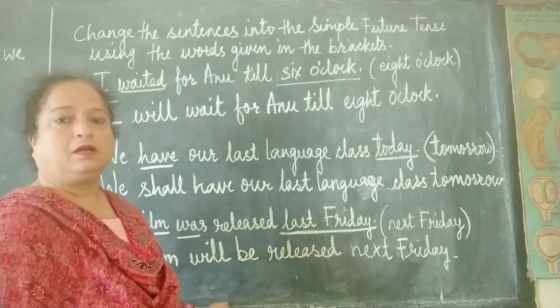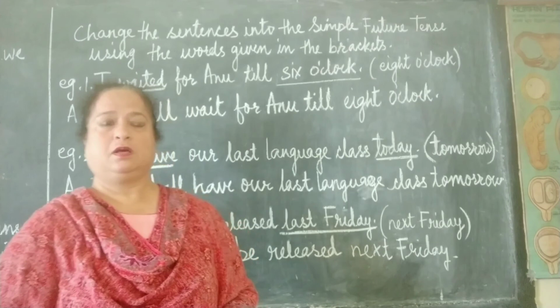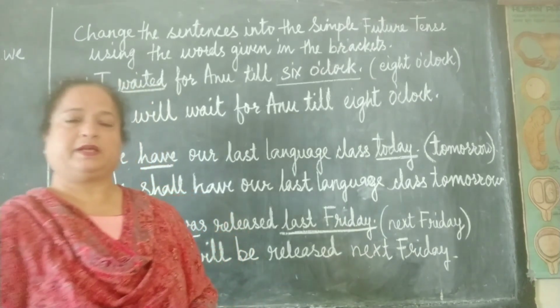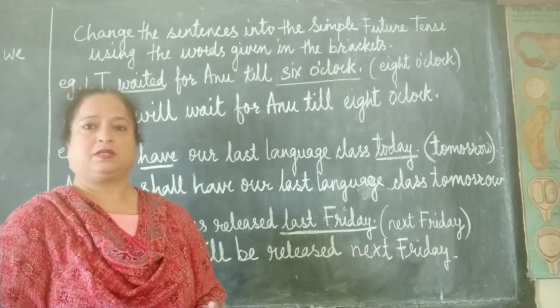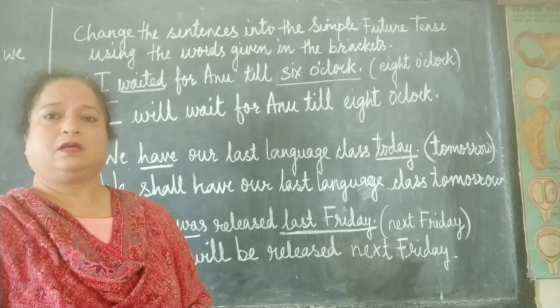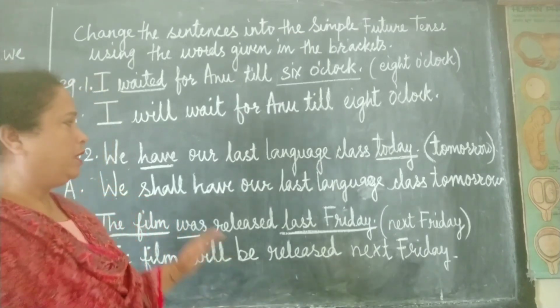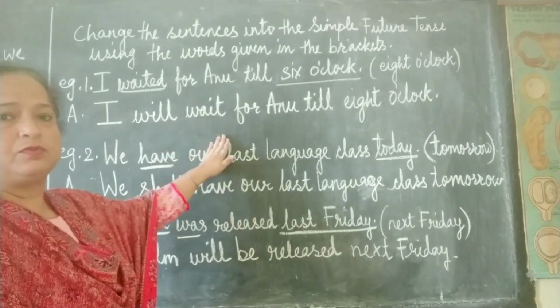So now children, I hope with the rules you have learned how to change a simple sentence into a negative sentence, into an interrogative sentence, into a declarative sentence, using the format of changing your sentence into simple future tense, and along with that changing simple sentences into the future tense.